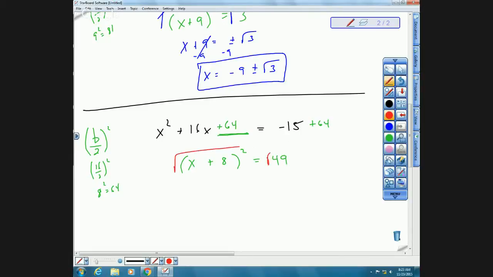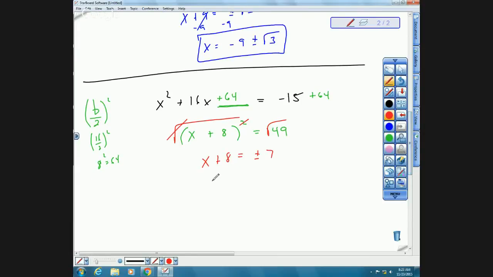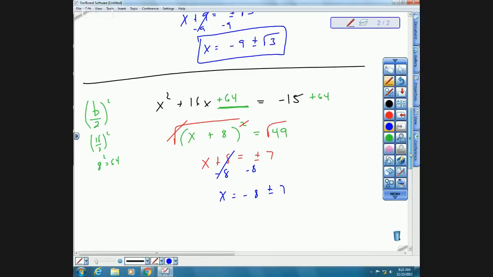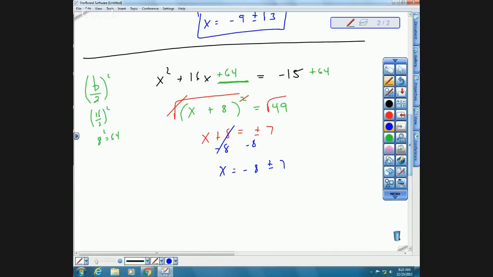Now just take the square root of both sides. You get x plus 8 equals plus or minus 7. Now we can just subtract 8 and get x equals negative 8 plus or minus 7. So x equals negative 8 plus 7 and negative 8 minus 7, which is negative 1 and negative 15.